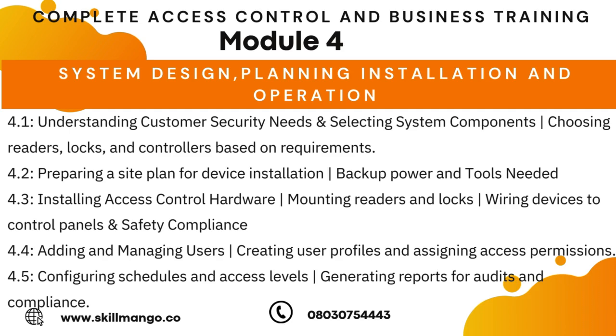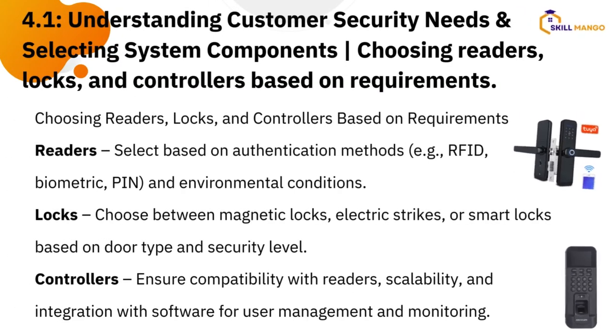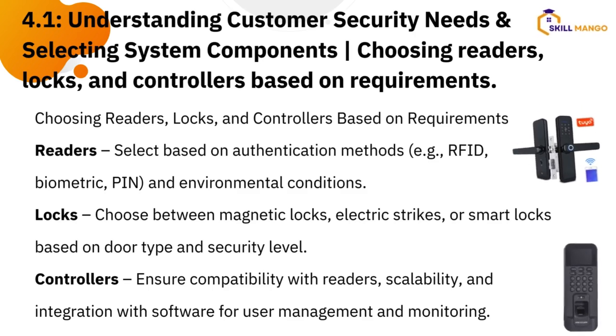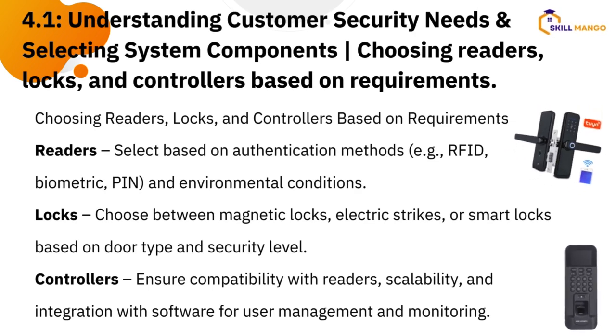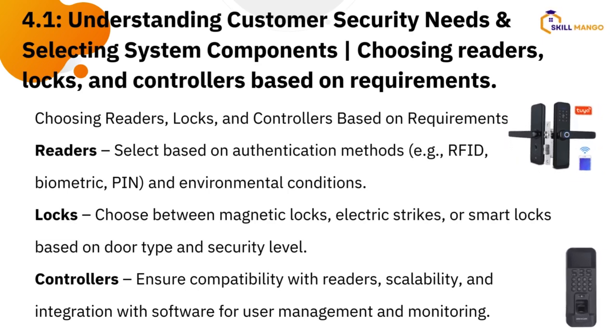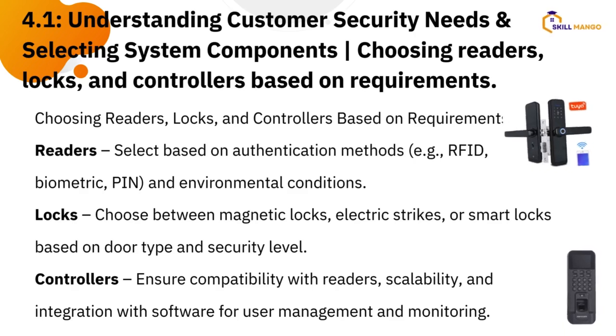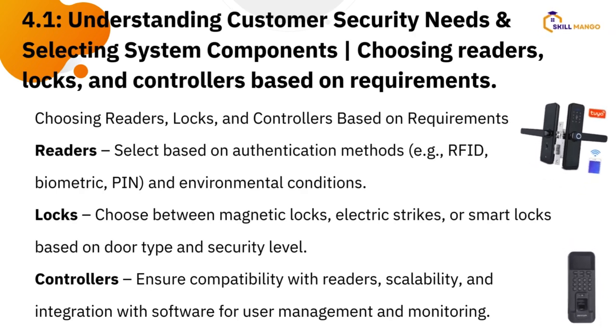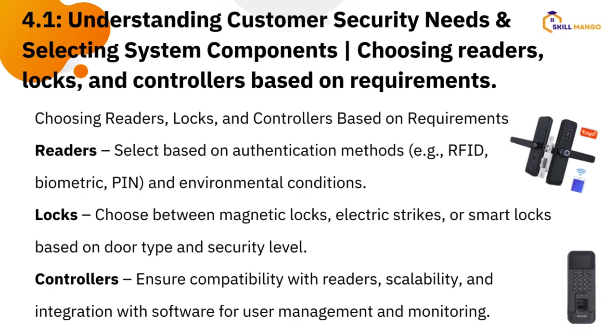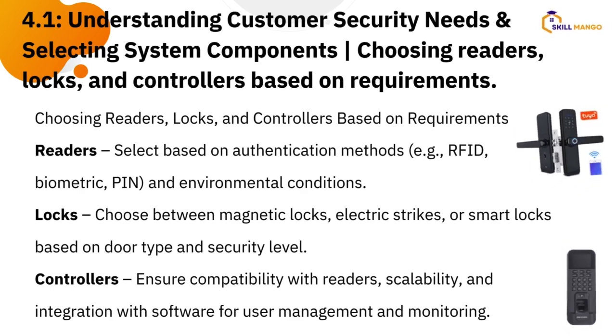Okay, so Module 4 is going to be very straight to the point. We're going to be doing some live work on this Module 4. We're going to be starting with understanding customer security needs and selecting the right system and components to match their need. So the client calls you now to say, okay, I need you to control my house or a hotel. So you have to be able to understand their need and select the right devices or equipment that will solve the immediate problem. Okay, so let's look at the readers.